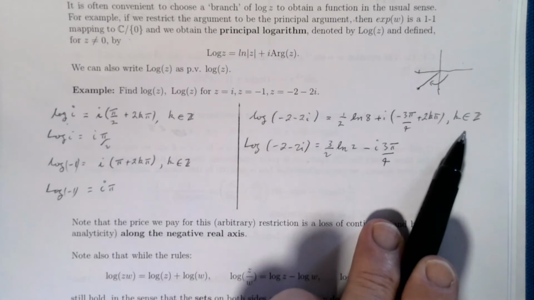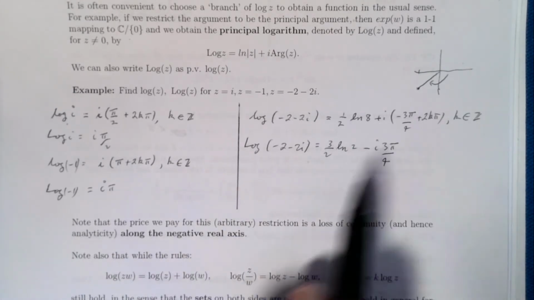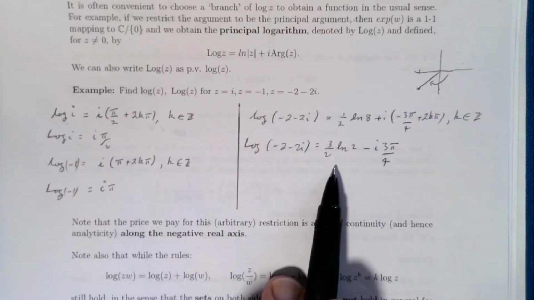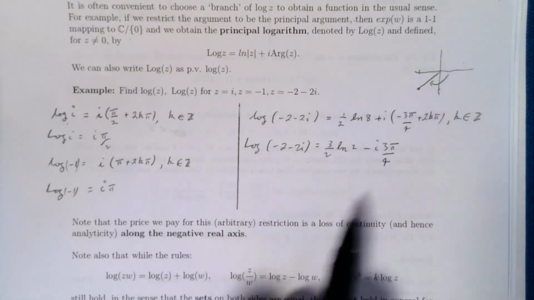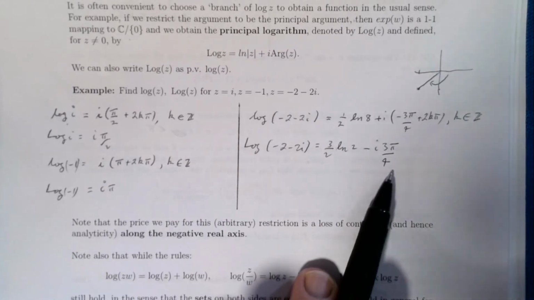And then for the principal logarithm, we simply put k to be 0 here, and I can write 8 as 2 cubed, so I can write the principal logarithm of minus 2 minus 2i as 3 halves log 2 minus i times 3 pi on 4.